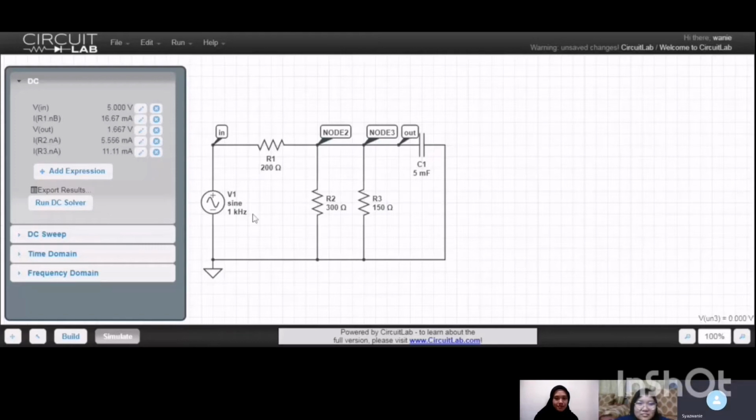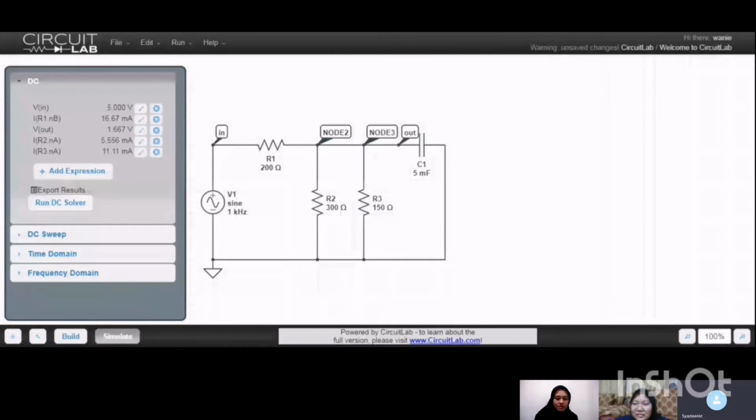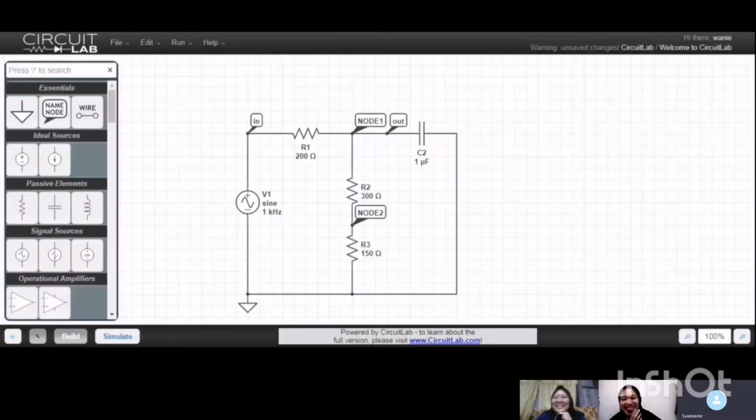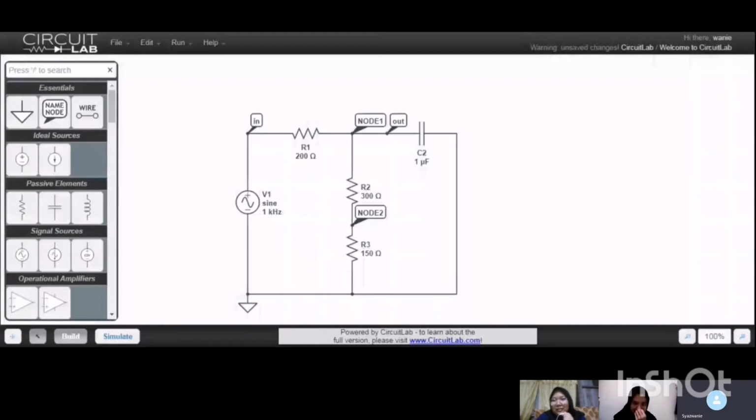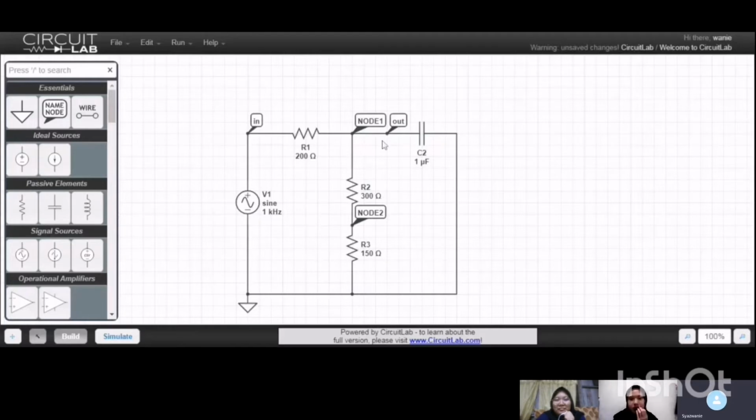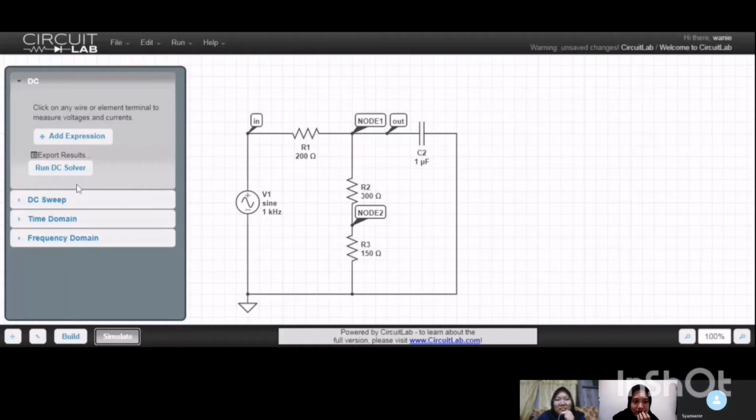For question number 4, we go into the series circuit. The question asks us to predict the output voltage if R2 and R3 are connected in series. So we connect R2 and R3 in series, and run DC to get the output voltage.